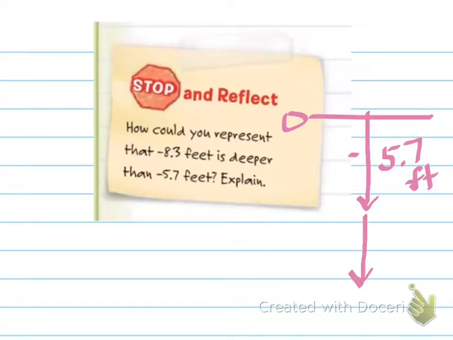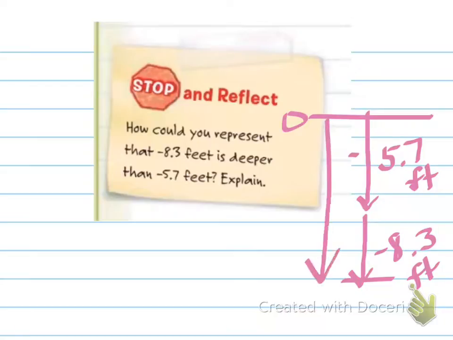To go even deeper, to get to 8.3, that means it's even deeper, because in negative world, the further away from 0 we go, the smaller the number is. Well, in this case, when we're talking about digging a hole, it's the deeper it is. Just kind of all is relevant.